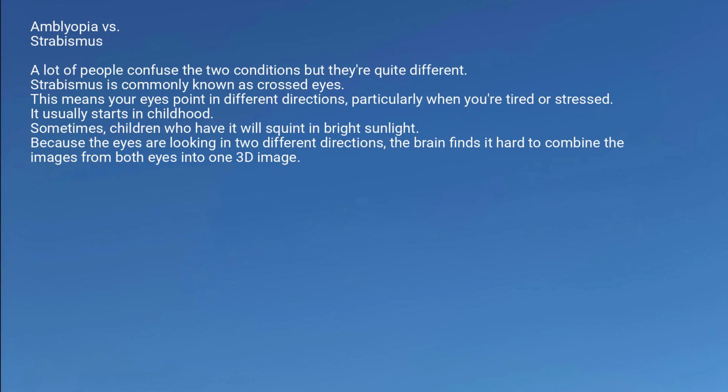Amblyopia versus strabismus. A lot of people confuse the two conditions, but they're quite different. Strabismus is commonly known as crossed eyes. This means your eyes point in different directions, particularly when you're tired or stressed. It usually starts in childhood. Sometimes, children who have it will squint in bright sunlight. Because the eyes are looking in two different directions, the brain finds it hard to combine the images from both eyes into one 3D image.